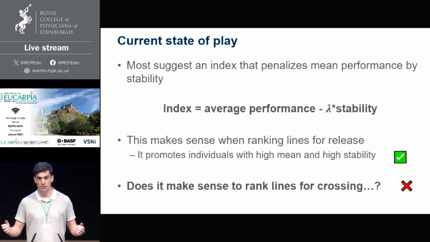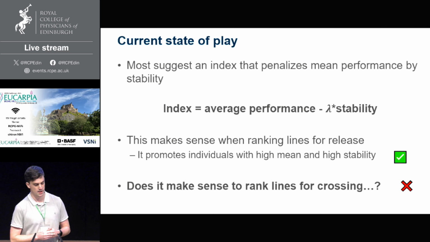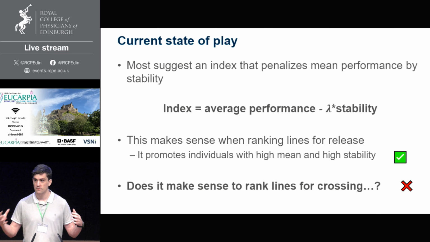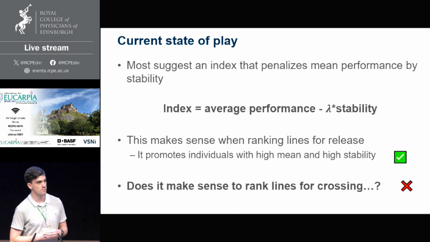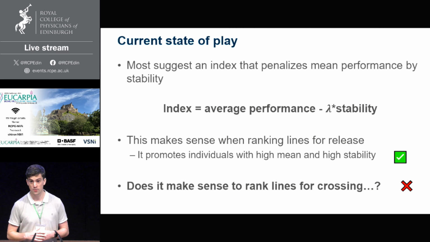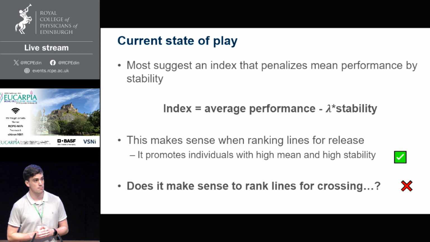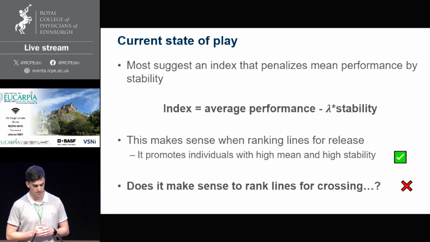So what's the current prevailing view in terms of how we treat stability metrics in breeding programs? Most suggest the use of an index approach where we have the average performance of a genotype across environments, and then we apply some penalty that's basically how unstable that genotype is. So if we're trying to make a list of genotypes and we want to promote individuals that combine high performance and stability, we can express it in an index like this.